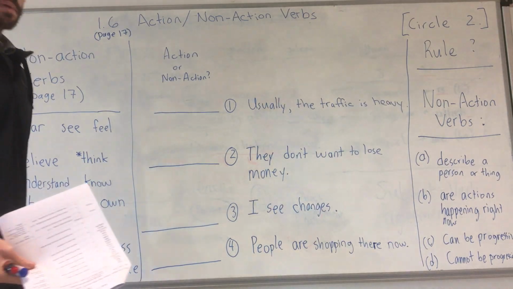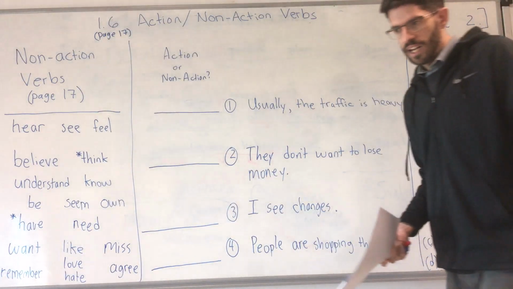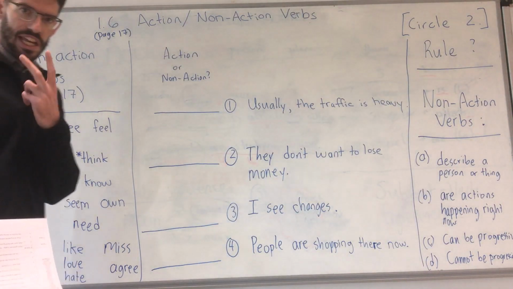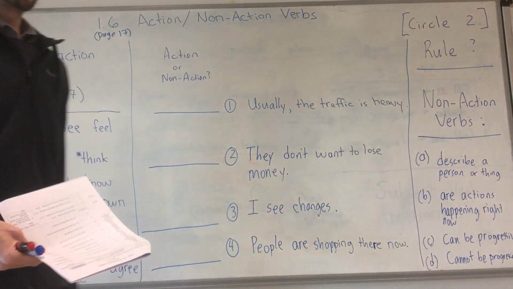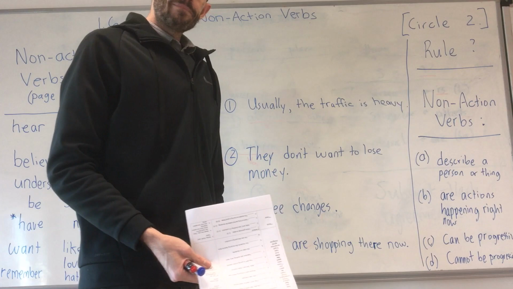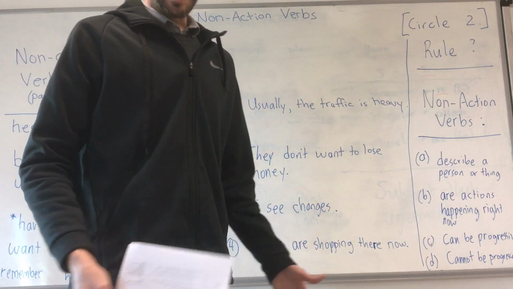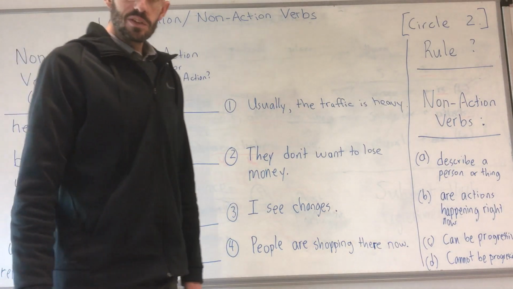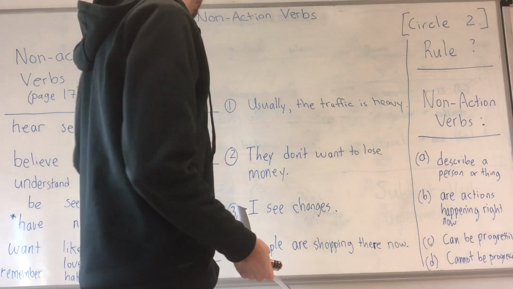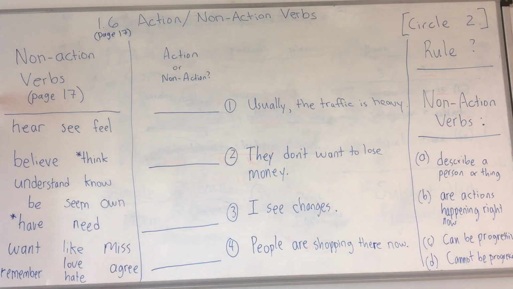For example, what am I doing? I am walking. I am talking. I am looking at the camera. Yeah. But some verbs are not actions. They are for describing feelings and people and things. Okay? So there's some special verbs that are non-action verbs.